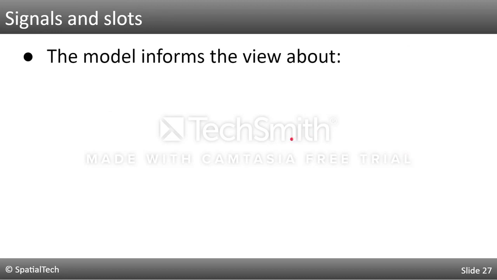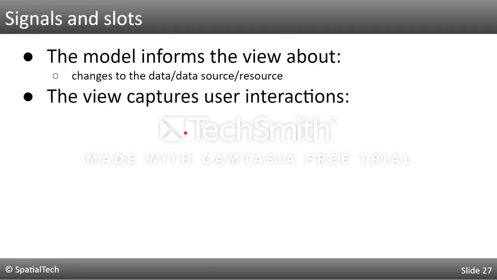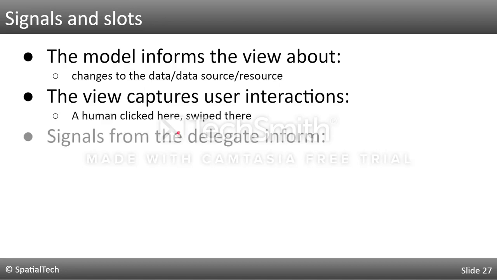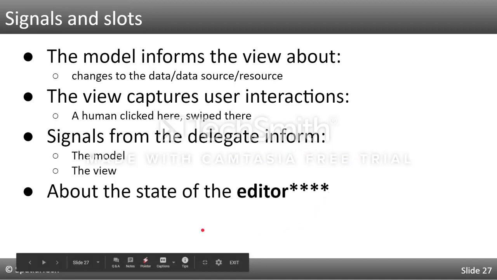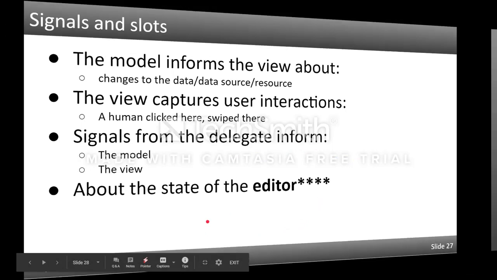So the model informs the view about changes to the data source, right? The view captures users' interactions. User clicked here, or swiped there. Signals from the delegate inform the model and the view about the state of the, as they say, the editor, you making changes.